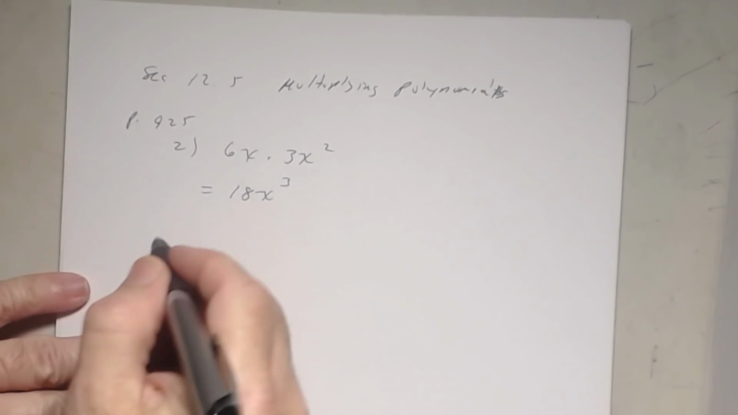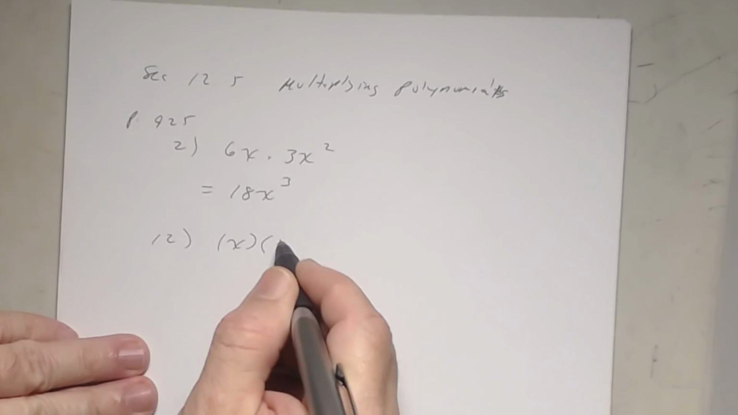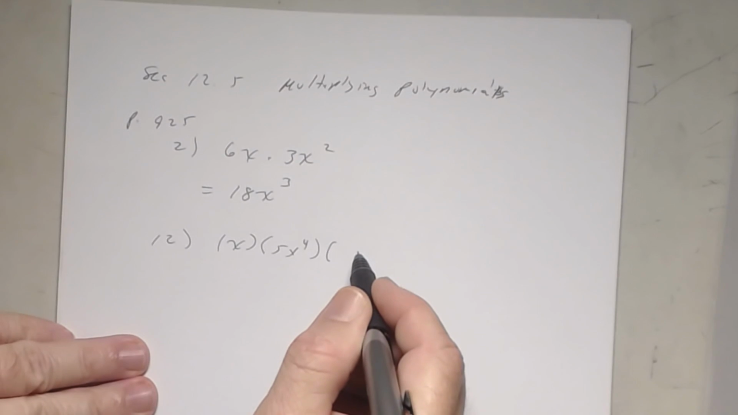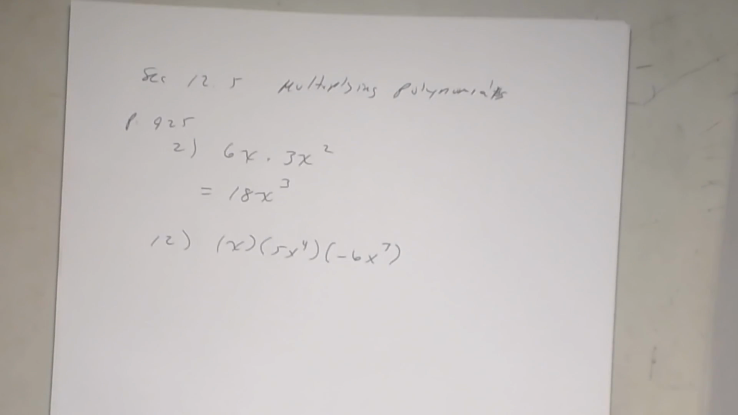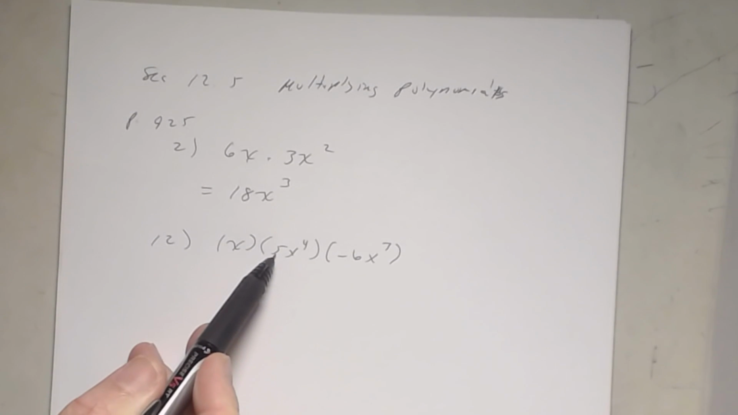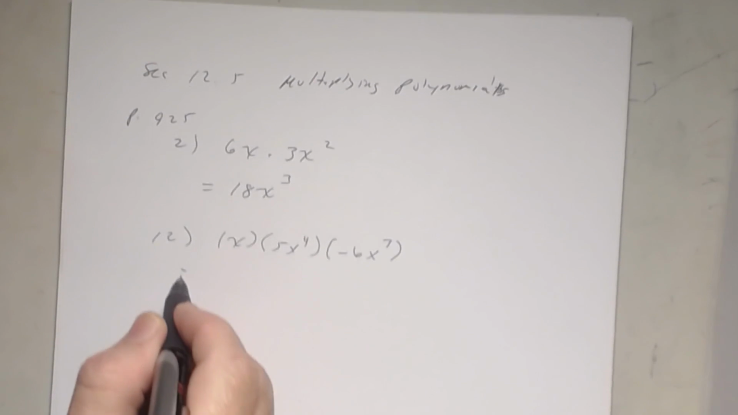Okay, number 12. You have x times 5x to the 4th times negative 6x to the 7th. So how many polynomials am I multiplying together? 3. Do the coefficients first. What's this coefficient right here? What's this coefficient? What's this coefficient? So when I multiply them, what do I get?